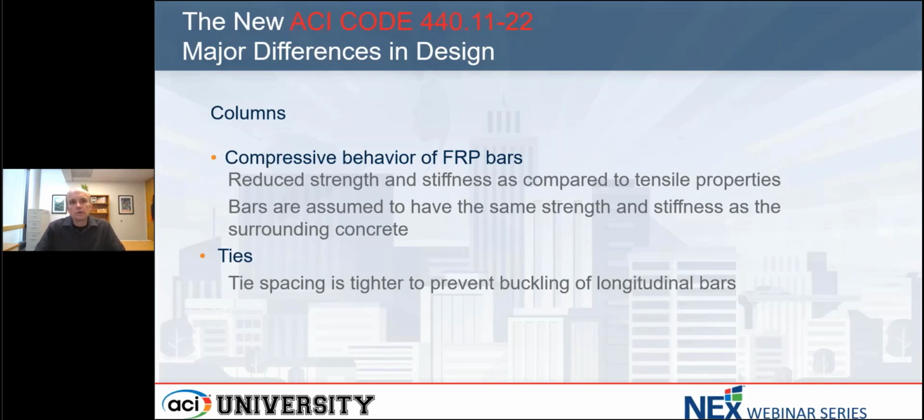This does limit what we can do with FRP bars and things like columns, but those design limitations are put there intentionally because the compressive strength of the bars themselves is lower than steel reinforcement. And then finally, things like tie spacing. Ties are generally spaced tighter because there is a greater propensity for longitudinal bars to buckle, and we've got to space the ties closer in order to restrain that potential for buckling of the longitudinal bars.